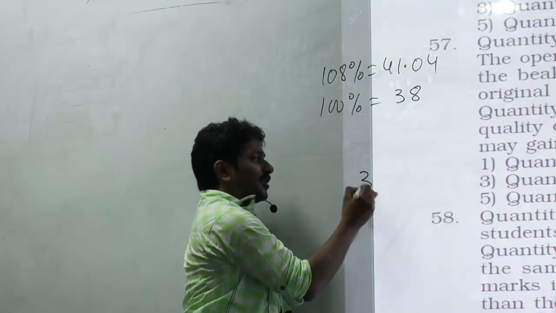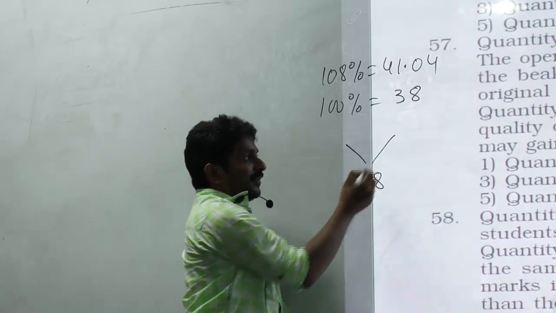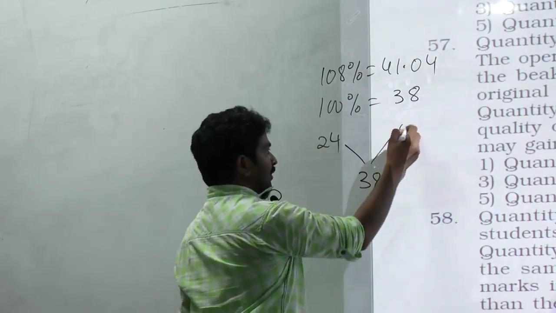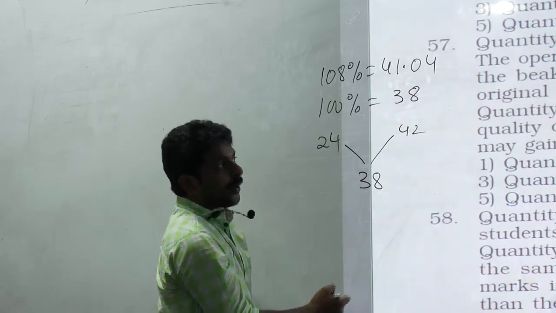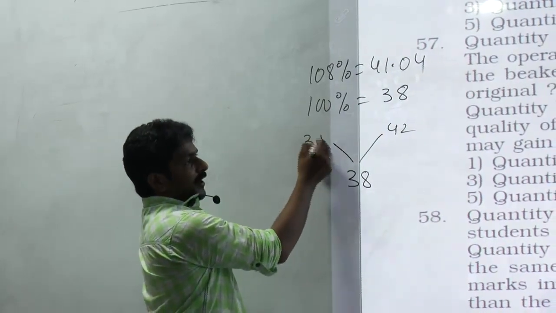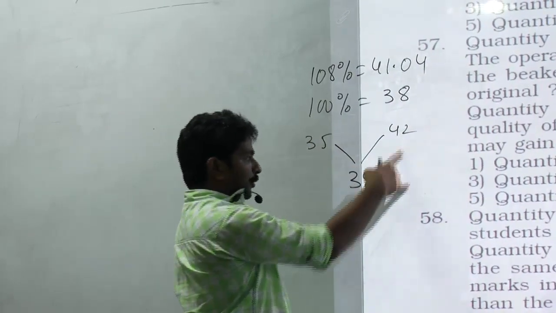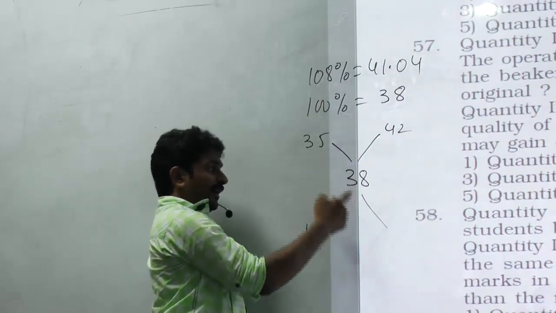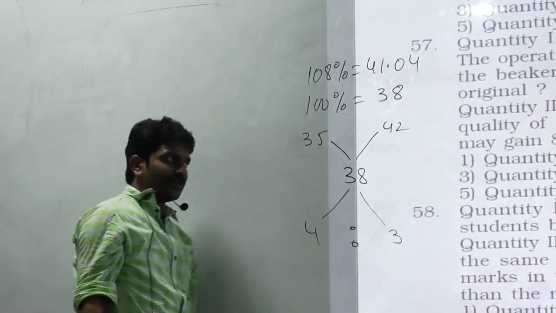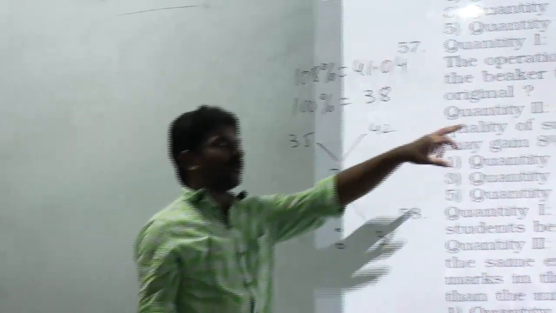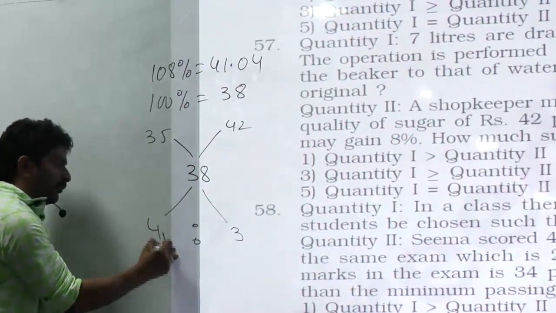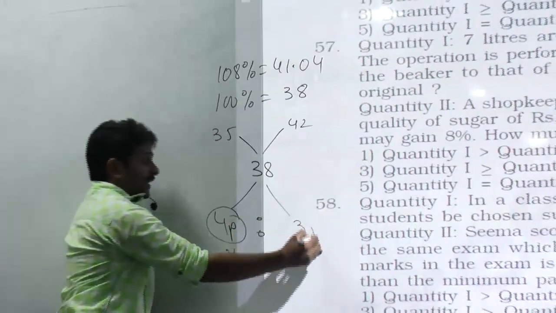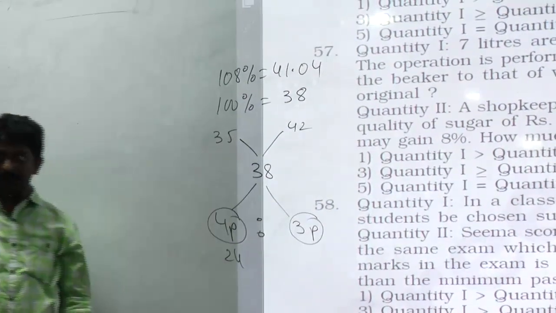Now, mixture cost is 38 rupees cost price. And the first variety costs 35 rupees. Oh, sorry. Price is 35 rupees. Next is 42 rupees. Come on. Difference here is 4. Here it is 3. Ratio is 4:3. And how many kgs of first quantity we have? 24 kgs. So 4 parts is equal to 24. 1 part is 6. 3 parts is 18. Quantity 2 is 18.